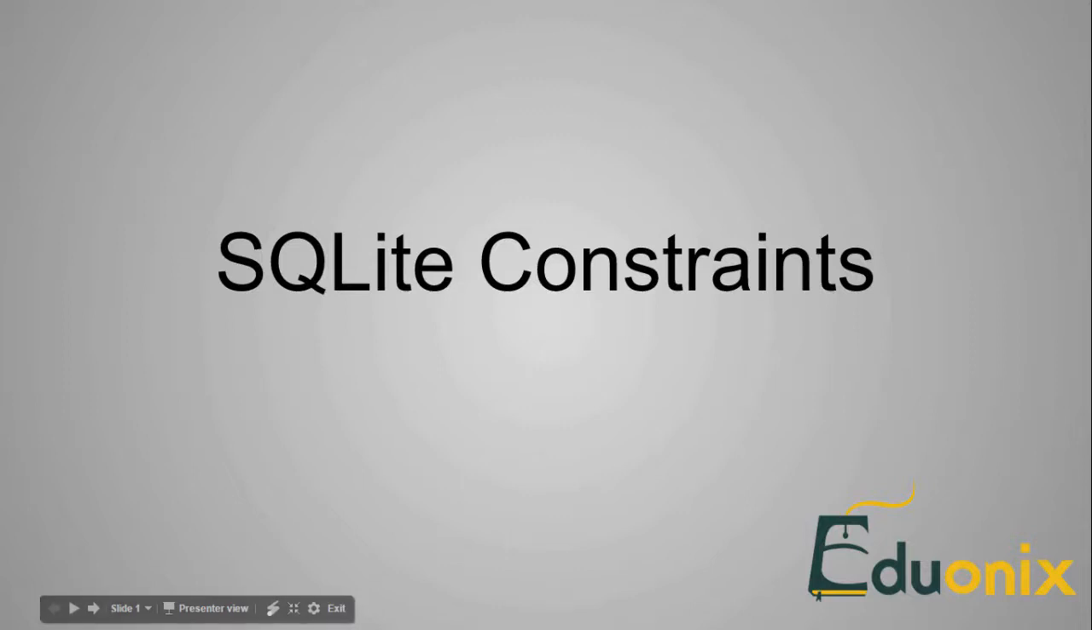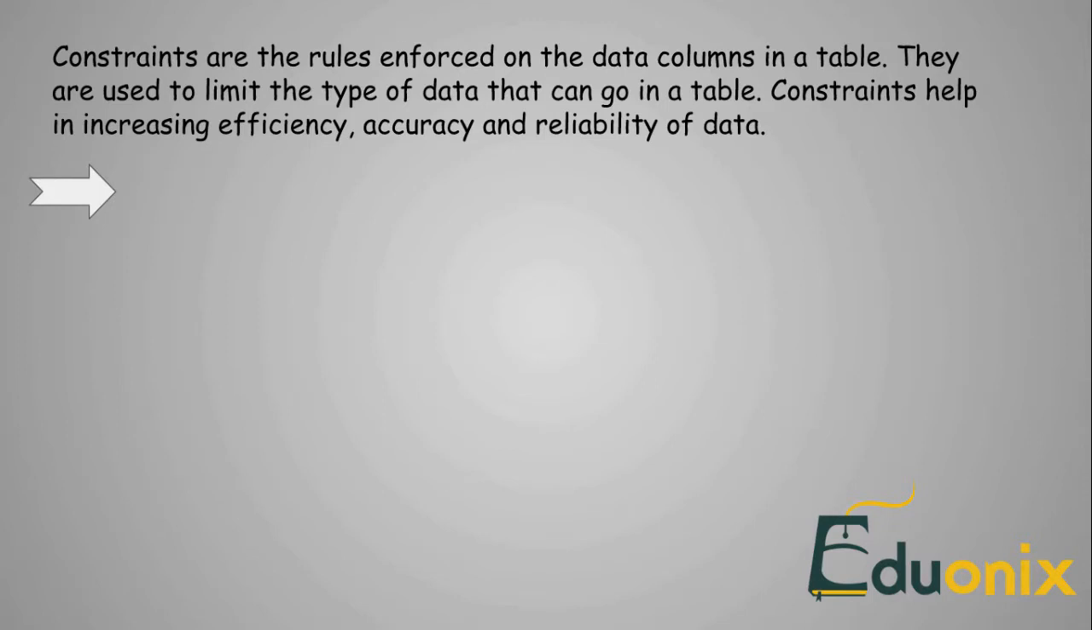Welcome to session number 7, SQLite Constraints. Now let us first understand what constraints are. Constraints are rules enforced on the data columns in a table. They are used to limit the type of data that can go in a table or be stored under a table. Constraints help in increasing the efficiency, accuracy and also the reliability of data.